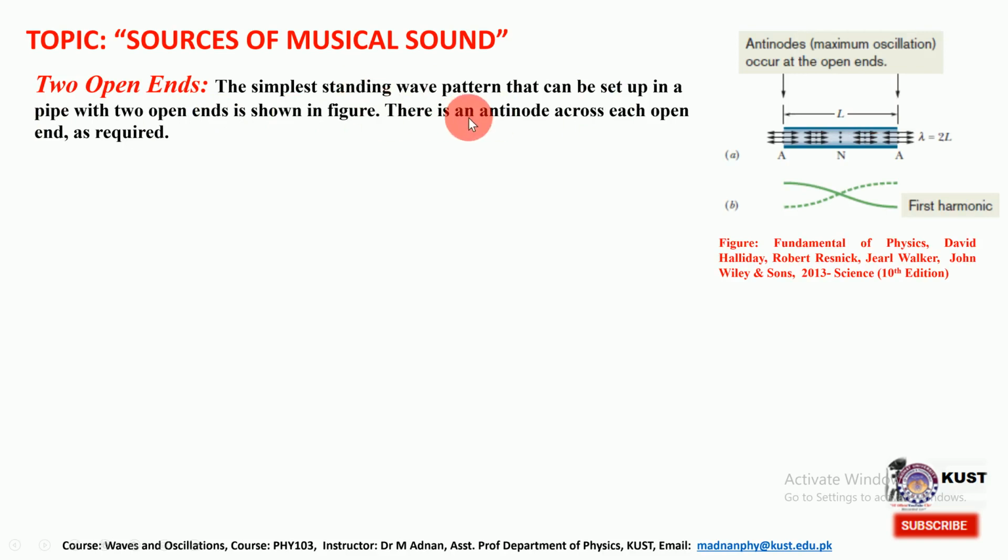There is an antinode across each open end, as required. If you remember, in a similar way one can describe the transverse displacement, or the pattern for the standing wave for transverse waves. If we look here, this is just the cross section of that open pipe, which is open on this side and also on that side.